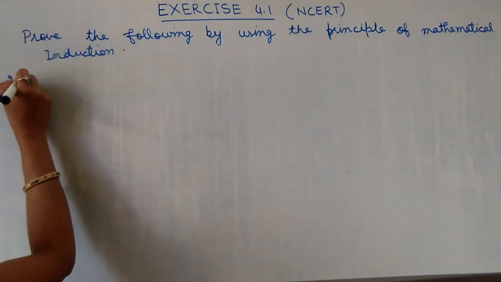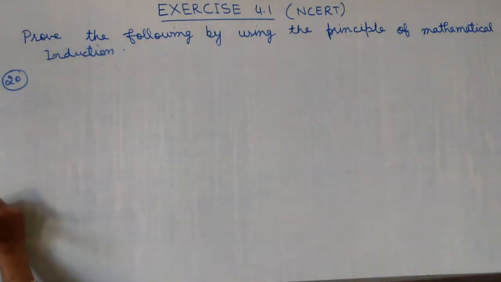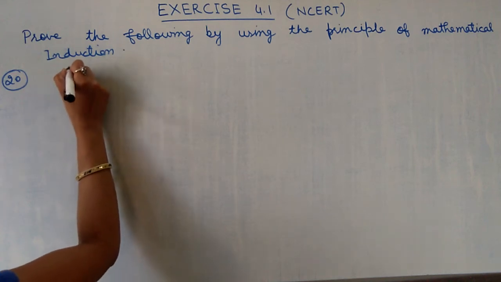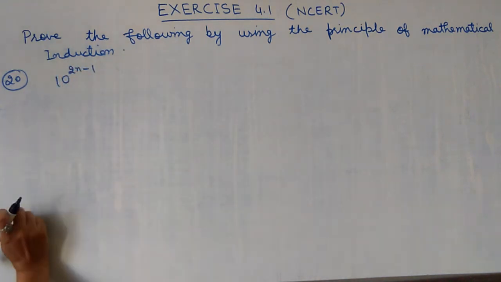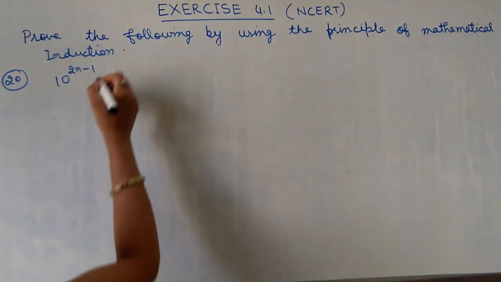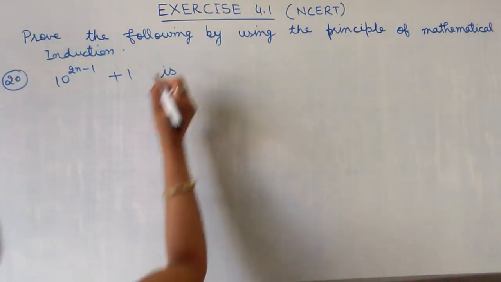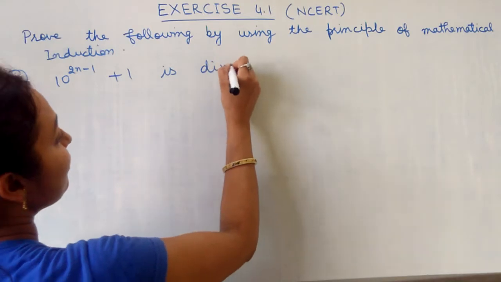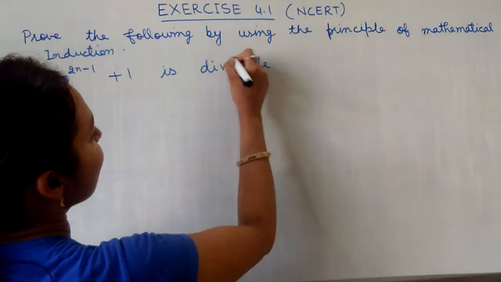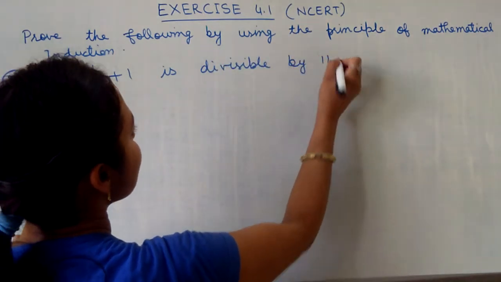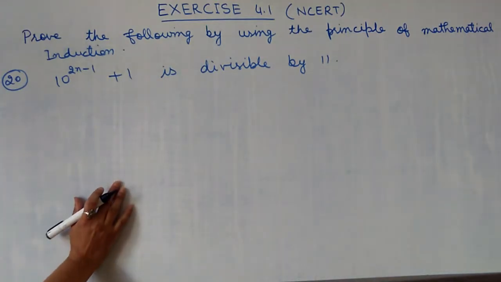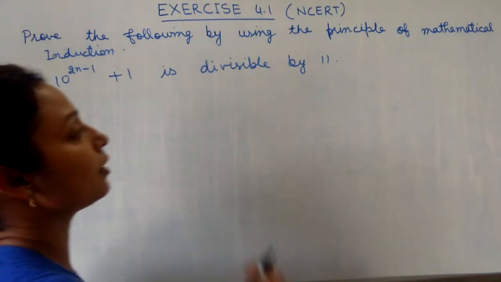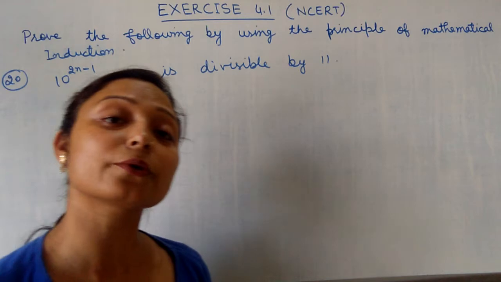Question number 20 is: 10 raised to power 2n minus 1 plus 1 is divisible by 11. Okay, is divisible by 11. You have to solve it. You have to prove this statement for 11. How can you solve it?